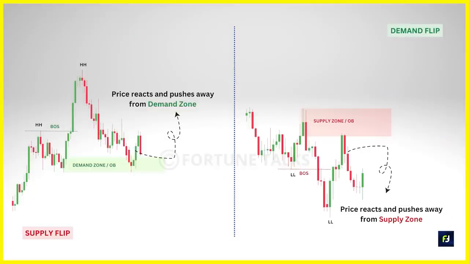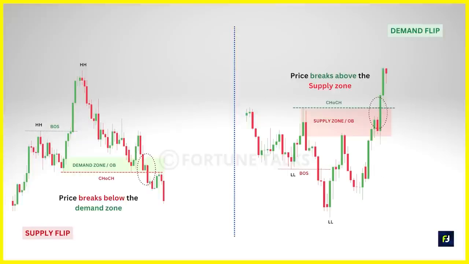It is observed that the flip pattern's effectiveness is greatly enhanced when the price reacts aggressively and pushes away from the demand or supply zone and then swiftly breaks through either the last demand zone or the last supply zone, thereby leaving behind an inefficiency. We have already made a video about inefficiencies or imbalances or fair value gaps in this course. You can check it out if you want to know more.